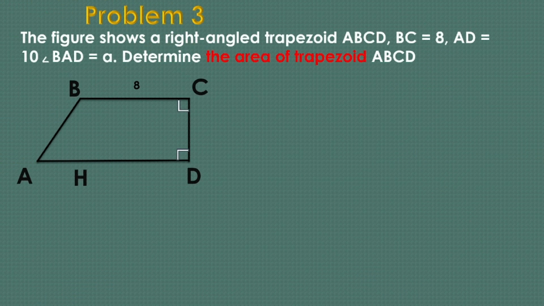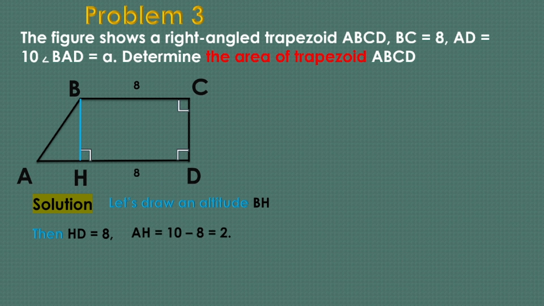Problem 3. The figure shows us a right-angled trapezoid ABCD. BC equals 8, AD equals 10, and angle BAD equals alpha. Determine the area of trapezoid ABCD. Well, what do we solve first? Let's draw the height BH, and we have a rectangle BCDH. HD is equal to 8, AD is equal to 10. So from here, AH equals 10 minus 8 equals 2. And I have already marked in this figure that AH equals 2.